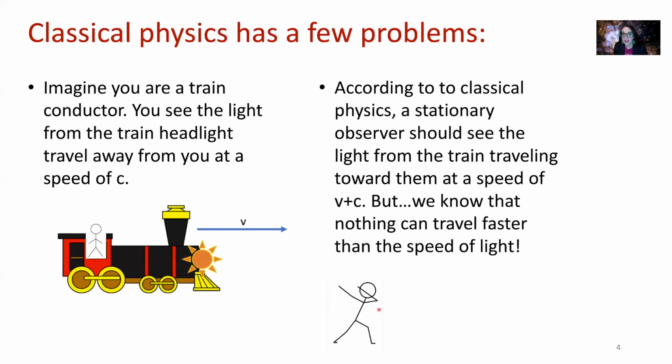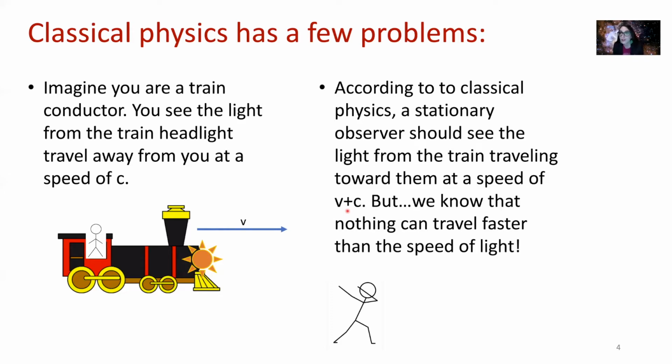But let's say that there is a stationary observer out here who is watching that train come toward them, and they see the headlight of the train. So according to classical physics, a stationary observer here should see the light from the train traveling toward them at a speed of the speed of the train plus the speed of light, 3 times 10 to the 8 meters per second. Because we know that light is traveling with some speed, c, but that headlight is attached to the train, so that headlight itself is also moving at some speed, v.